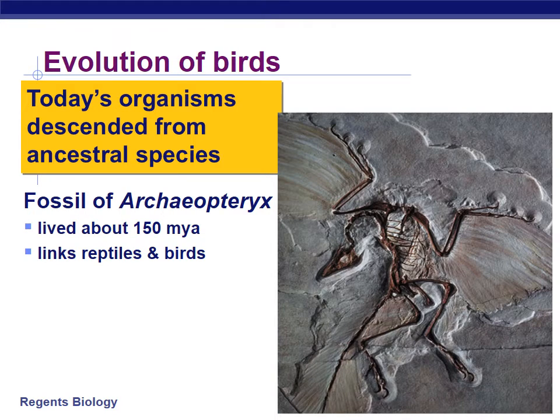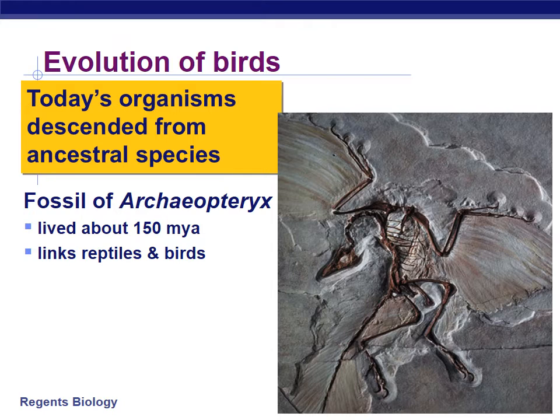Another example of this is the evolution of birds. If you've ever watched Jurassic Park, you should know that birds are modern day dinosaurs. Or I should say that birds came from dinosaurs that evolved. So how do we actually know this is true? Well, we found a transition fossil.